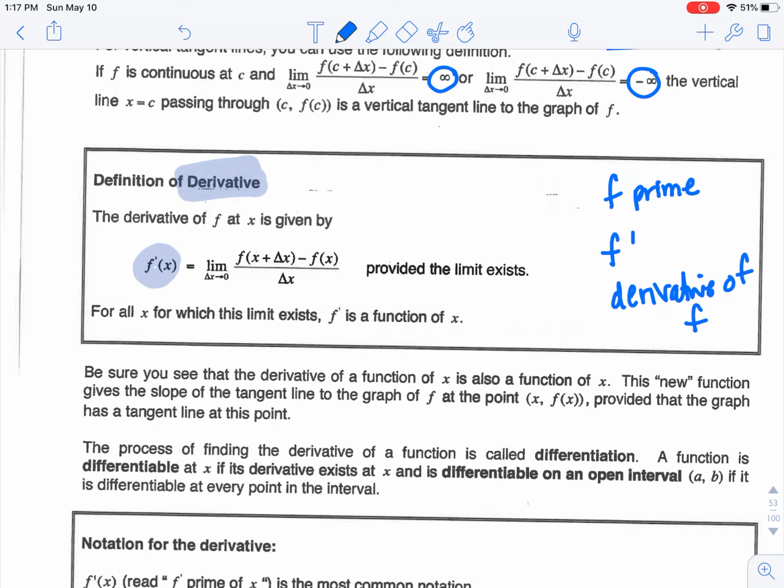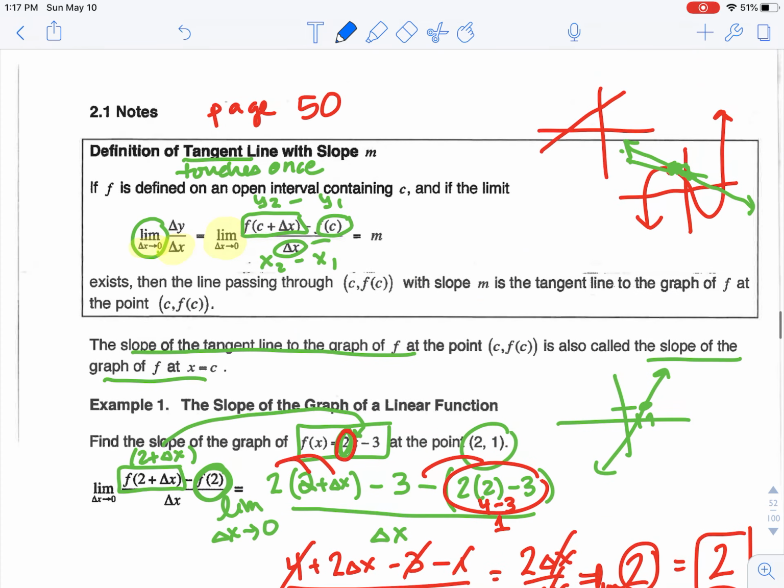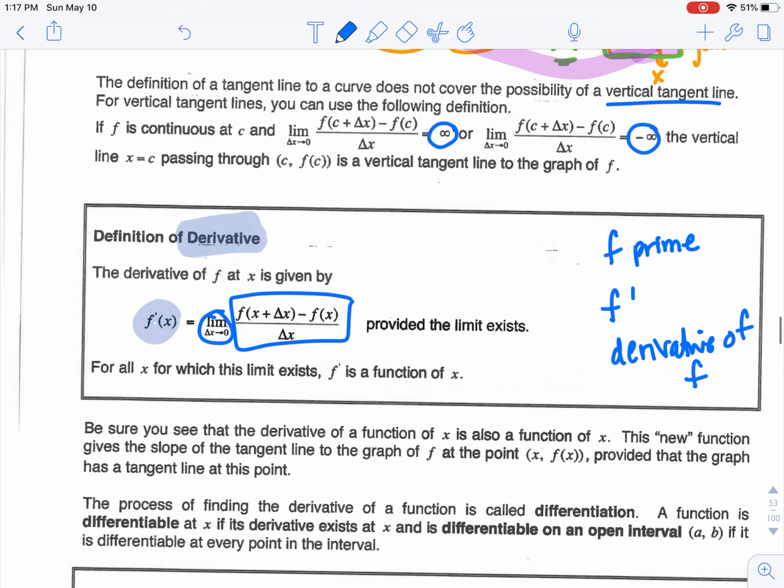We'll talk about some notation in a sec. That's the most common one, and I'll show some other ones in a second. But what is the definition of derivative? It's a limit as delta x approaches 0. Well, that looks pretty familiar. We just talked about that. Of f of x plus delta x minus f of x, over delta x. Didn't we just talk about that right here? Isn't that the same thing? Well, it's close to the same thing, except this one had c's and this one has x's. So it's pretty much the exact same thing.